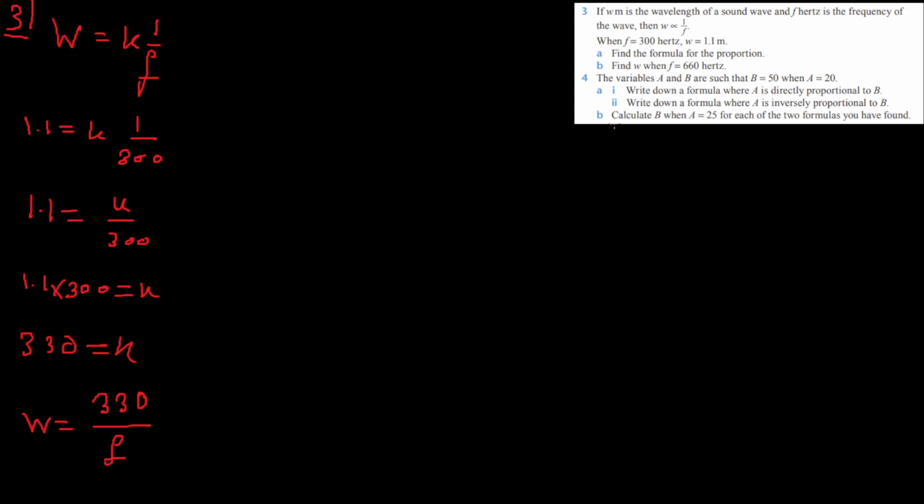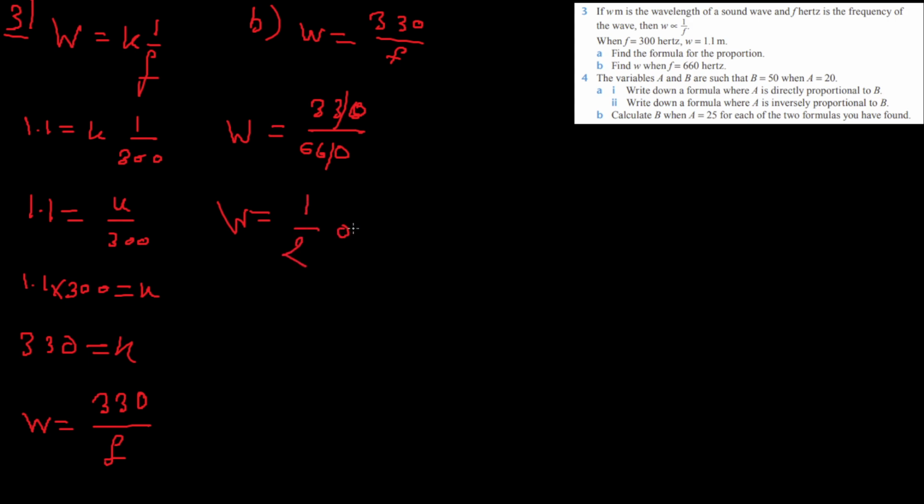So we can write w equals 330 by f. Since we have the formula, we can find w here. Let's write b, and we know the formula is w equals 330 by f. Our f is given, we just have to find the wavelength. So we input 330 here, and 660 here. If we cancel these, 330 divided by 660 is going to be 1 by 2, or we can write 0.5, which is our answer.